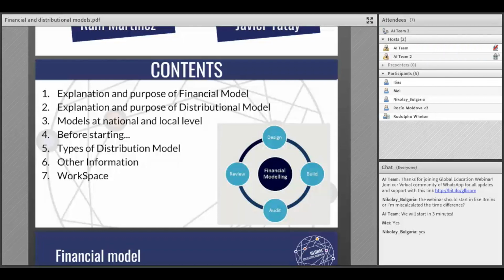Okay, so I hope you guys are in front of your laptop, because for this workspace you will have a hands-on simulation.